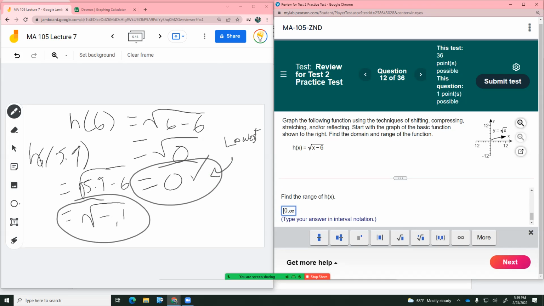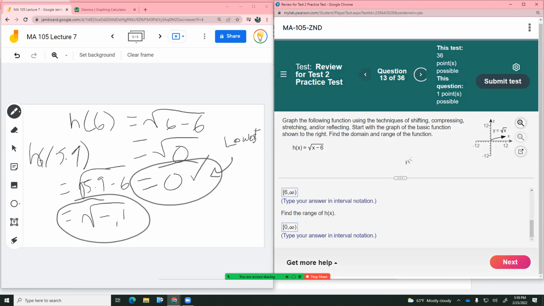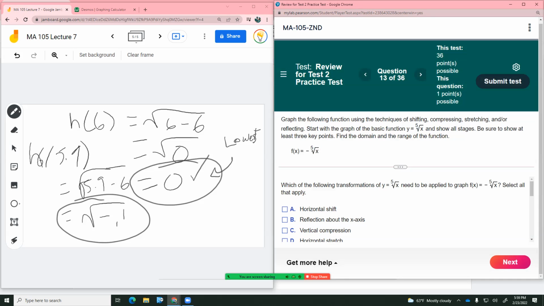Remember, domain talks about where my x's can be. Range talks about where my y's can be. Domain talks about what you can put into your function. Range talks about what you can get out of your function. Everybody see, does it kind of make sense? Ish? Yeah, I know it can be kind of confusing, but hey, we've seen worse.